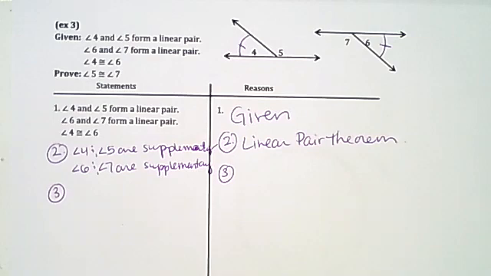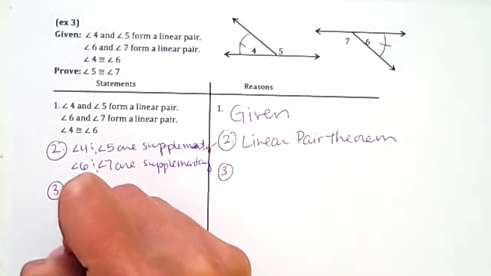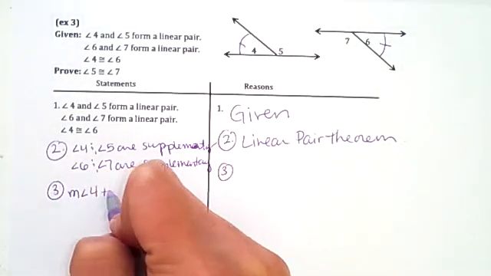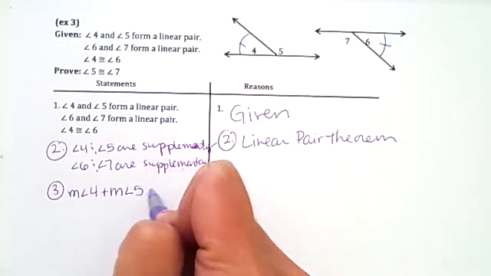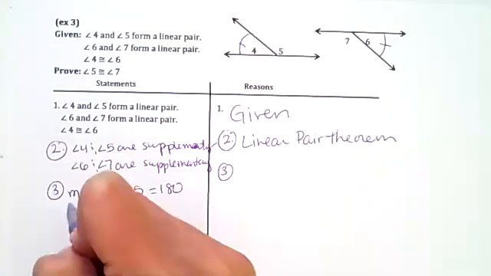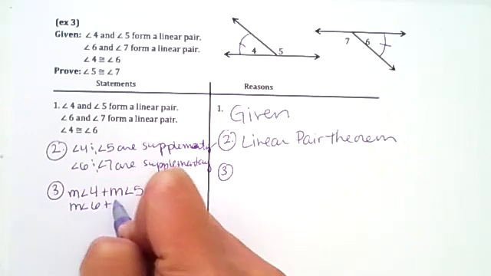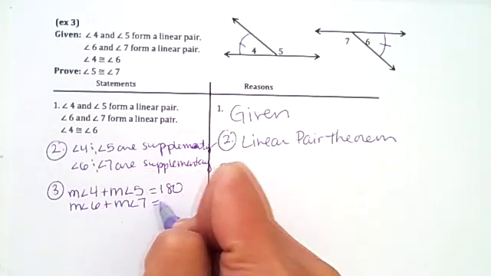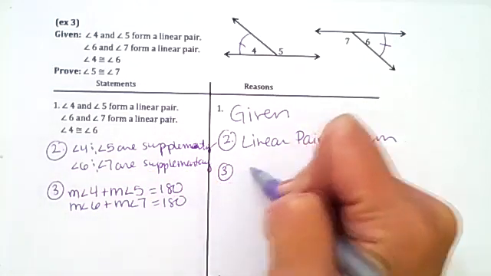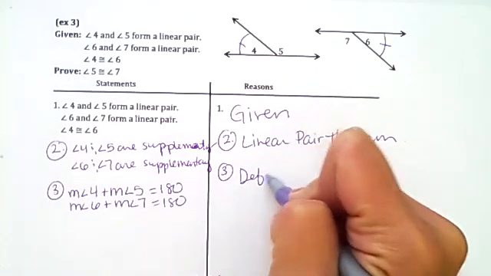Okay. Think about what supplementary angles are. What do we know about supplementary angles? Supplementary angles add to 180, right? So that's what we can say next, based on the definition of supplementary. You have to write measure of angle 4 plus measure of angle 5 equals 180, and then measure of angle 6 plus measure of angle 7 equals 180. And that would be definition of supplementary.